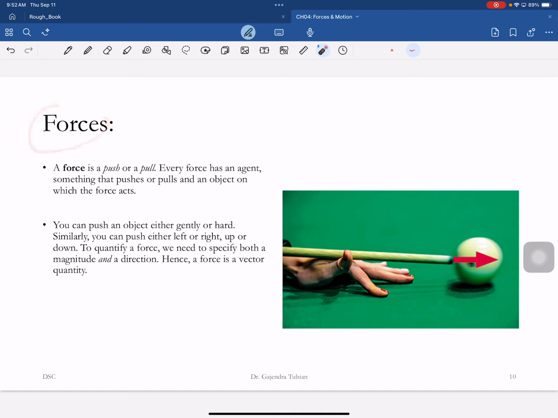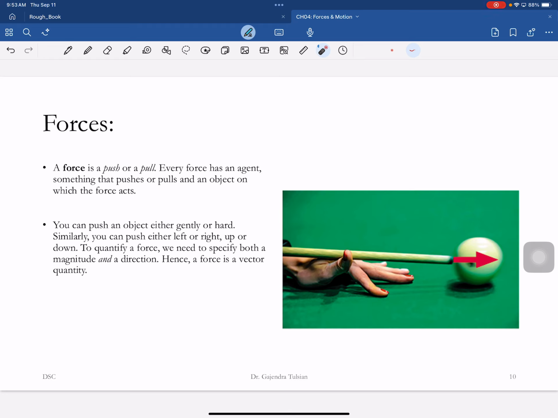All right, so a force is a push or a pull. Here's an example of a pushing force. Every force has an agent. In this case, this is the agent, and that's the object on which it acts. Now, here's the deal about forces. There's the direction of the force. Now you can push harder, so the force would have a greater magnitude. A force has a magnitude, size, and direction.